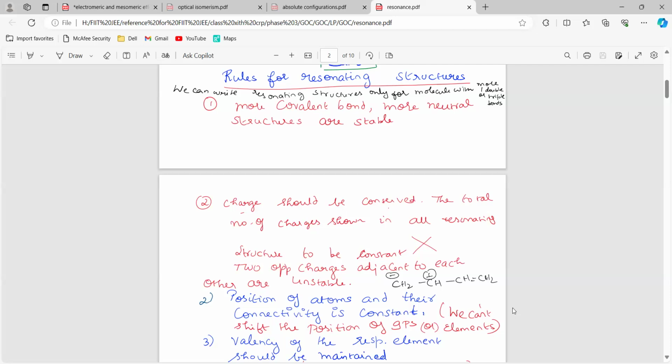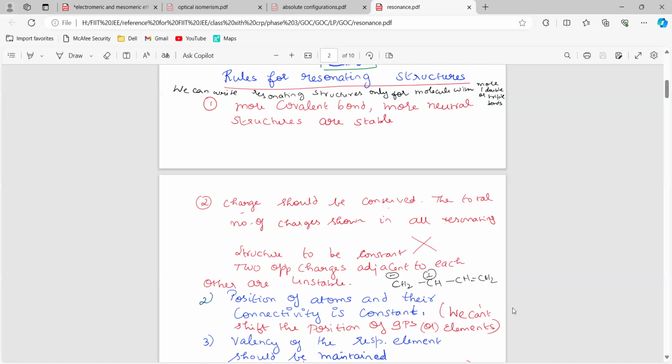If your resonance structure is having more covalent bonds, then that is stable. If it is a neutral molecule, they are stable. The first two conditions: if they have more covalent bonds, and if they are more neutral, they are very stable. Second condition, the charge should be conserved. What do I mean? Ma'am, when I start shifting the bonds, first structure is having 1 negative charge, the second structure is having two negative charges.